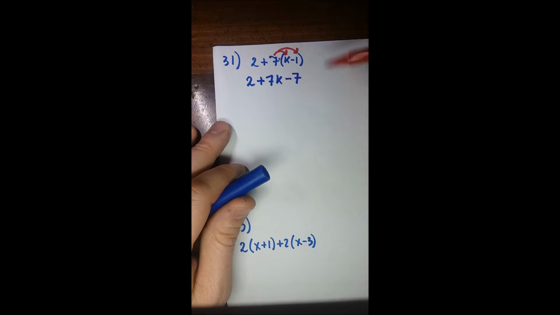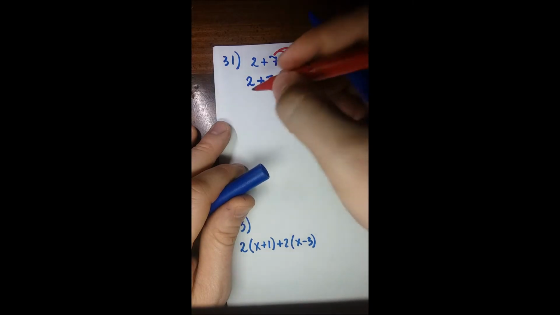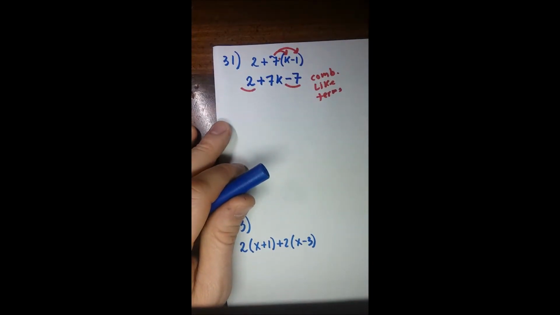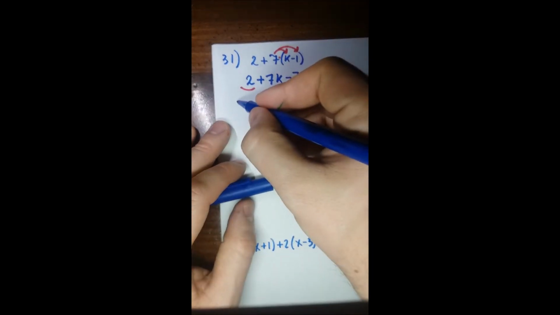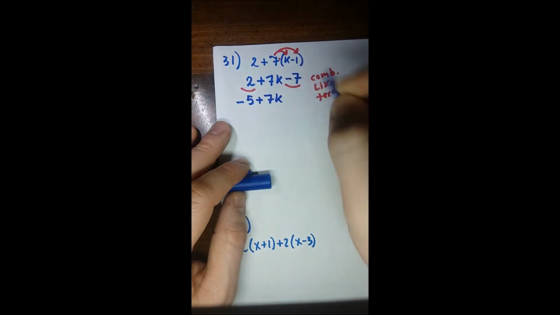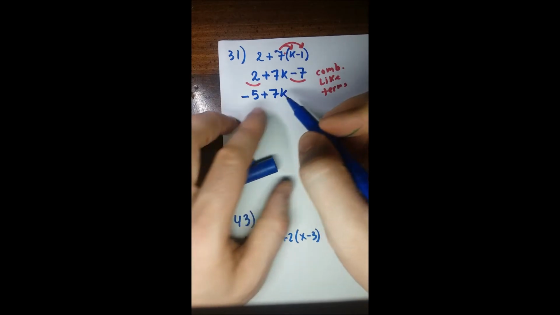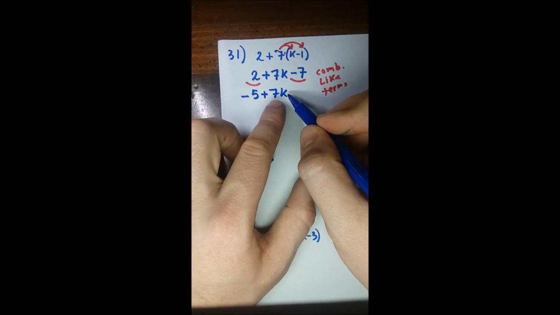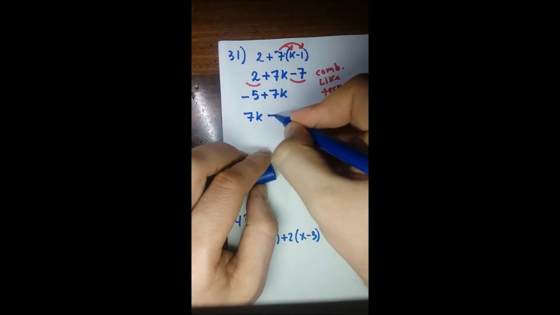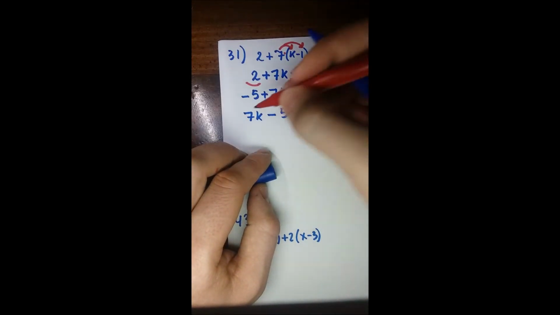That's the first step. And then the second step is to combine like terms. Like terms in this case are -7 and +2. 2 minus 7 is -5 plus 7k. And again, I don't want you to write down the variable last. So write down 7k first, so it's +7k minus 5. Final answer.